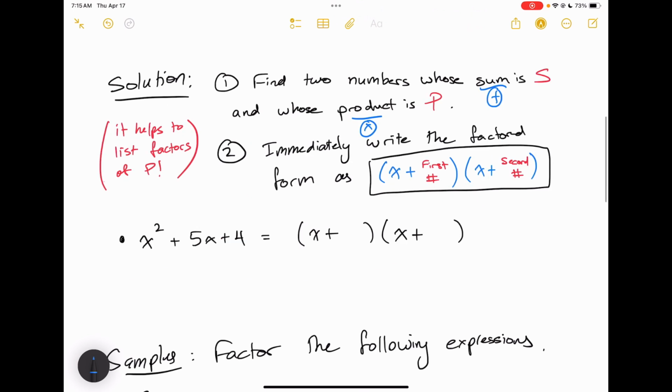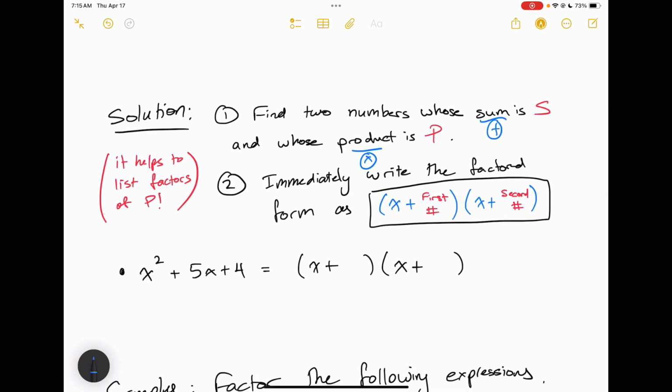How does that look? Well, let's look over here at this one, x squared plus 5x plus 4. First of all, let's identify s and p. We know the general form is x squared plus sx plus p. So in this case, s is 5 and p is 4. Now the hint I gave you before is to list out the factors of p. More specifically, I want to list the factor pairs, or in other words, the numbers that multiply together to give you p. So 4 could come from 1 times 4. It could also come from 2 times 2.